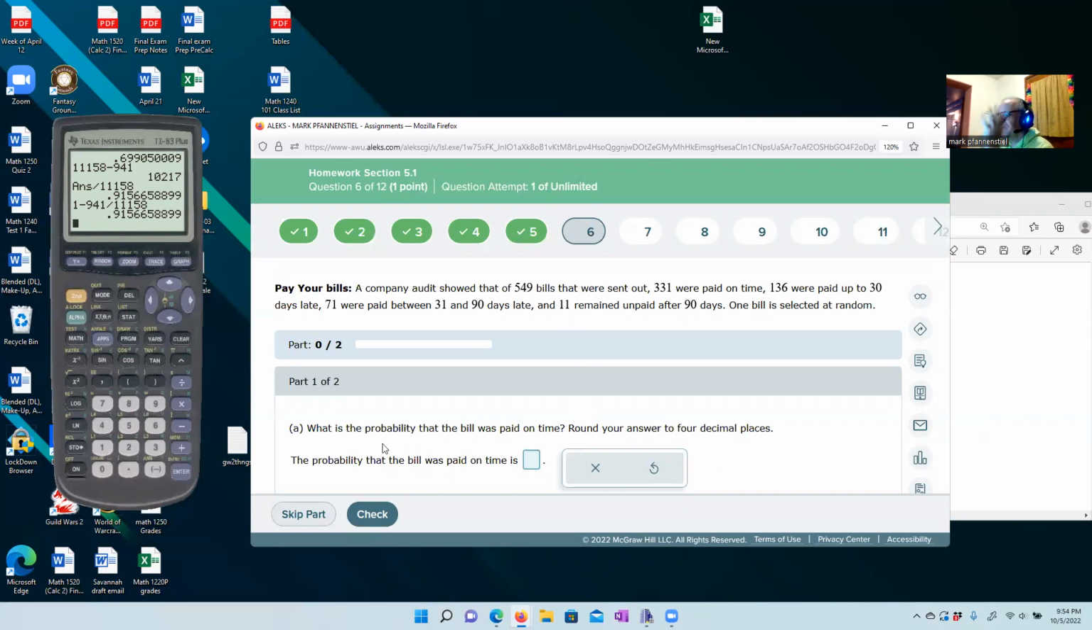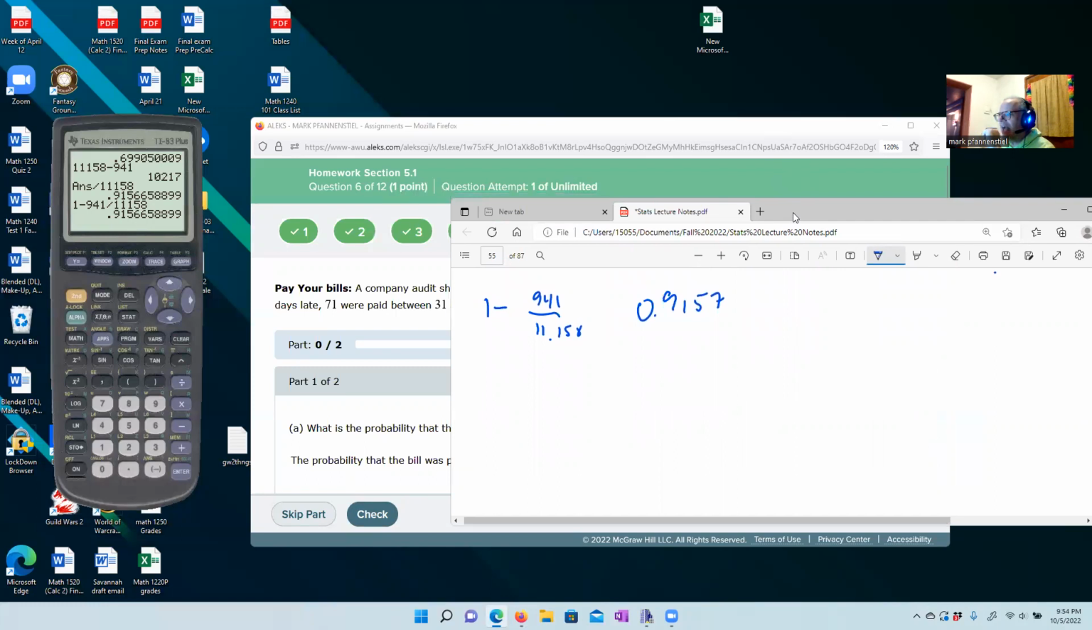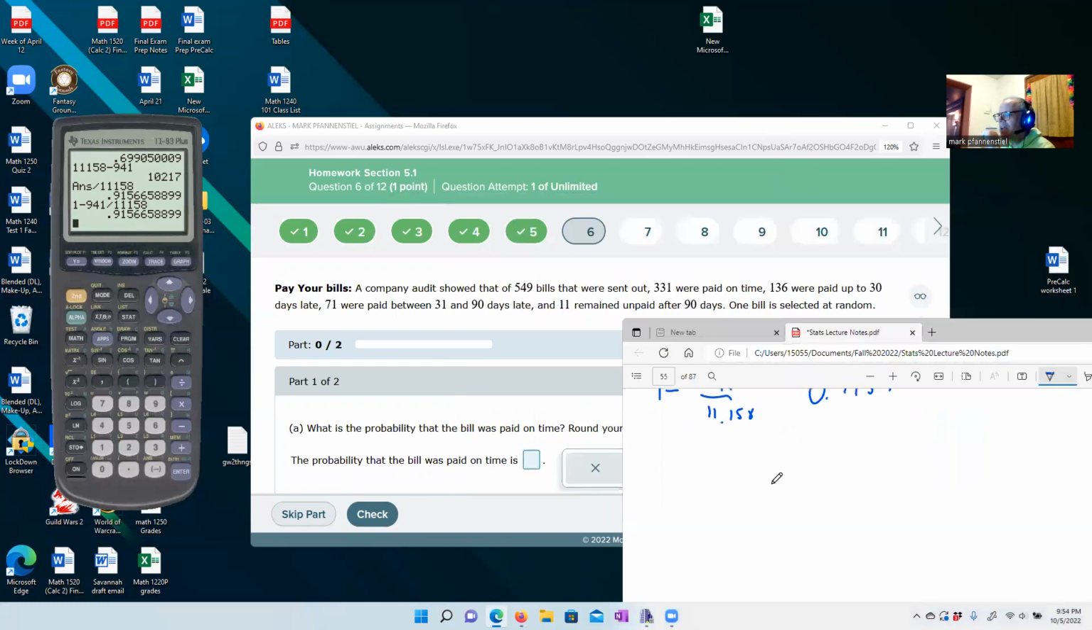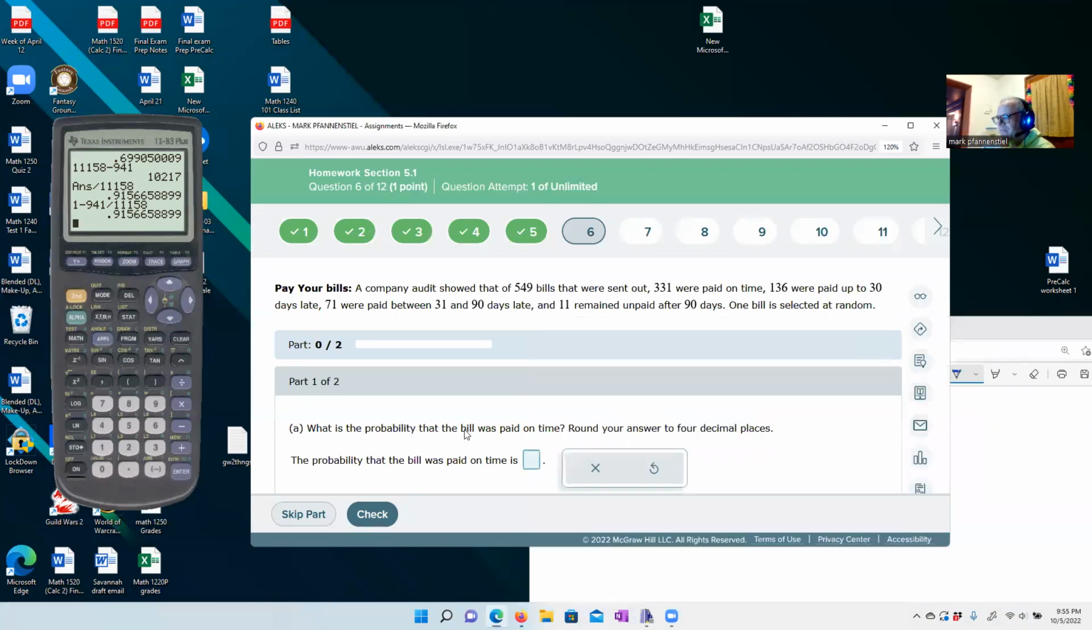One bill is selected at random. What is the probability that the bill is paid on time? So again, all we do is we did an experiment. We had 459 experiments. The success is they were paid on time. Everybody's happy. You don't get phone calls, and the company gets their money. So it said that 331 were paid on time out of how many bills do we have? 459. Round your answer to 4 decimal places.